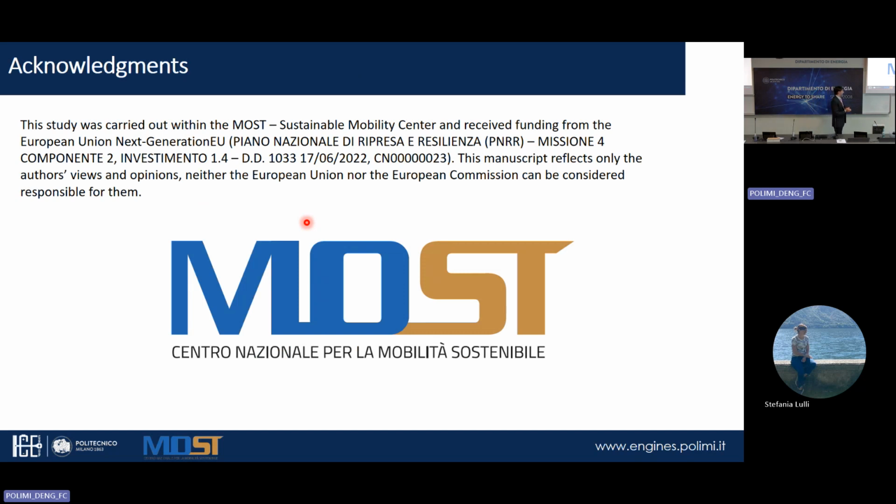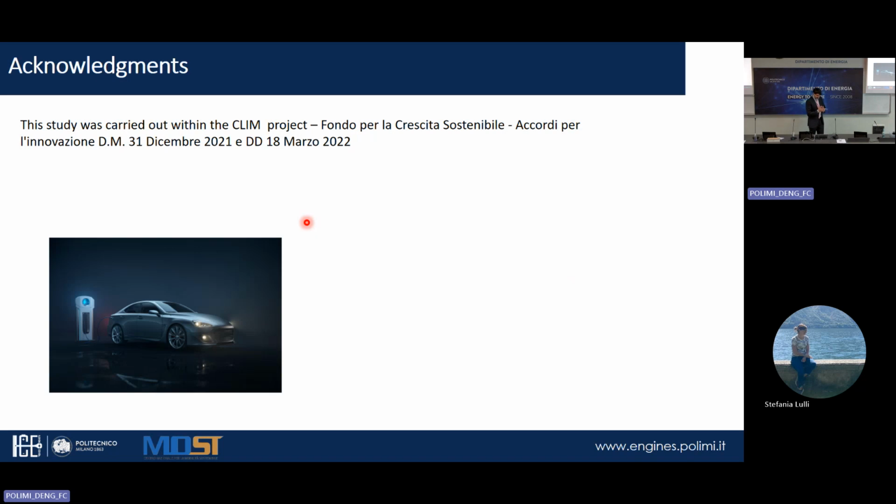Acknowledgement for the project that has funded this activity, which goes under the PNRR project funded by the European Union, and also a project funded by the Fondo per la Crescita Sostenibile, which is national, not from the European Union, called CLIM, and has the objective of creating a unified cooling system with a unique cooling unit and a unique pump for the cooling system of electrical motor, batteries, and all the devices that need to be cooled in a battery electric vehicle.